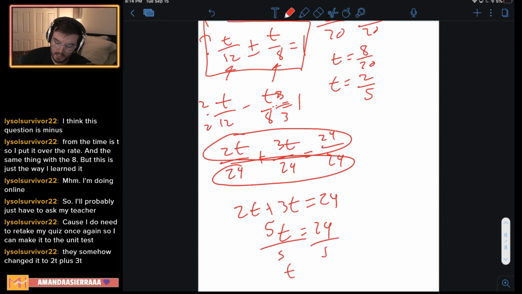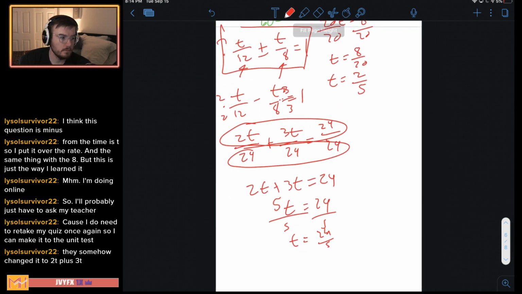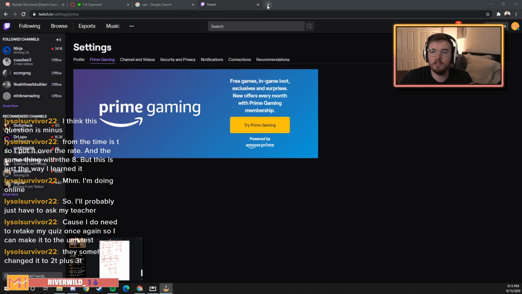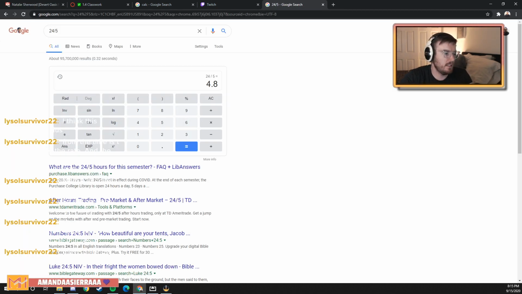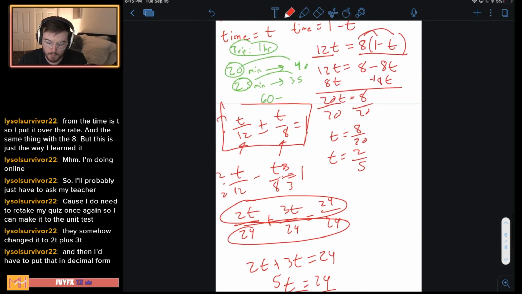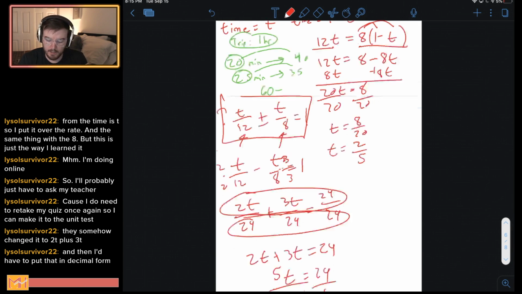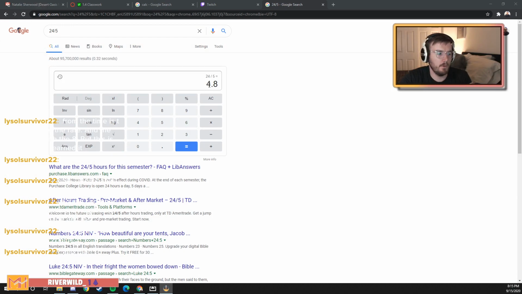Divided by 5, t equals 24/5. But again, that doesn't make any sense, because 24 divided by 5 means you're telling me the time to get there is 4.8 hours. The whole trip is only 1 hour long, right? The whole trip's only 1 hour. That's what you told me. So how is time 4.8? Right? 4.8 hours? That doesn't make sense.